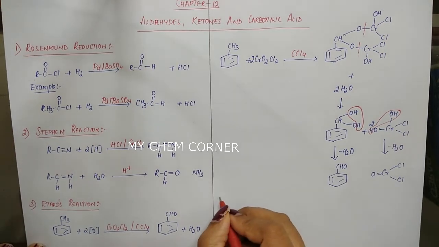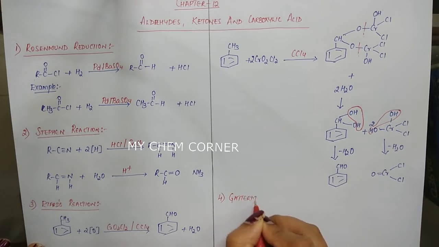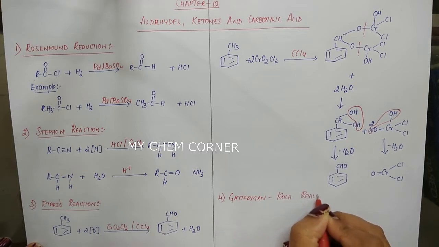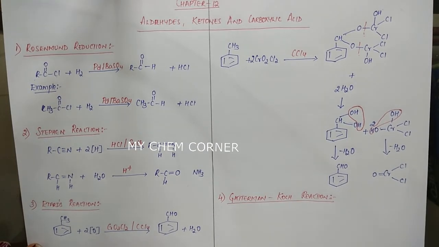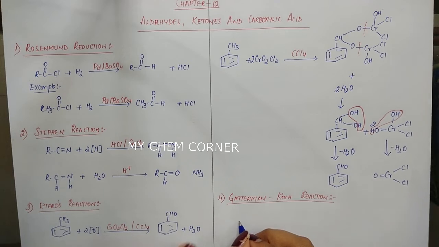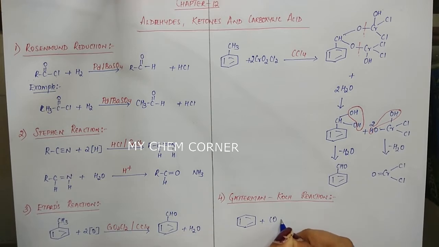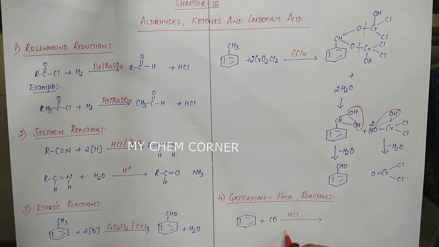Alright, so our fourth one is the Gattermann Koch reaction. The Gattermann Koch reaction is basically a preparation of benzaldehyde starting from benzene. So we have benzene plus carbon monoxide in the presence of HCl, and we have a Lewis acid here, anhydrous AlCl3. This basically helps in removing the chlorine from here.